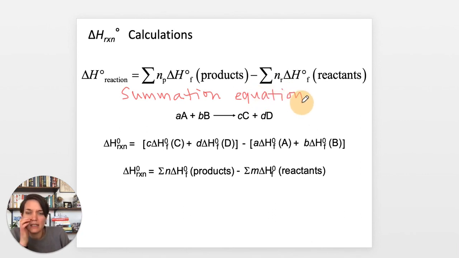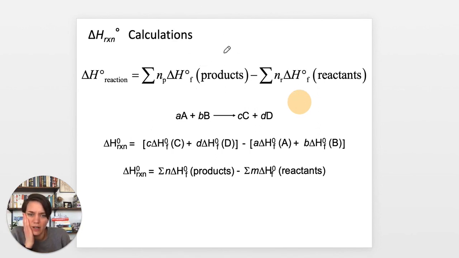And so what this is saying is that we can use those delta H's of formation, and if we find their total value for the products and we subtract that from their total value for the reactants, we can find the delta H of that reaction in a standard state, 1 atmosphere and 25 degrees Celsius.